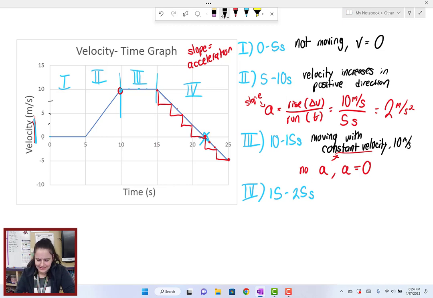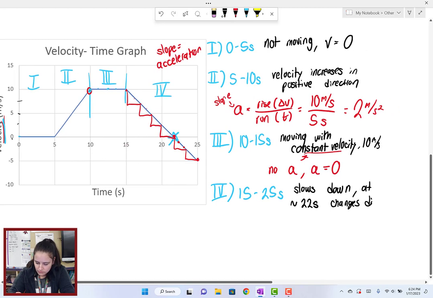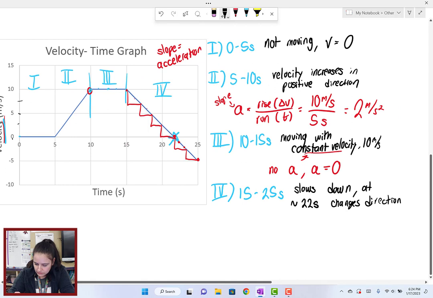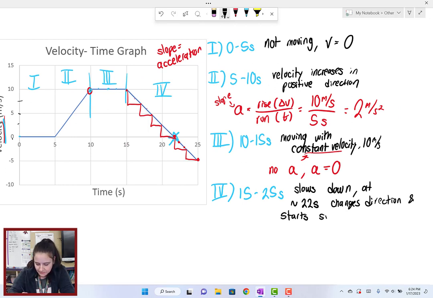Let's go ahead and summarize that. So it slows down, and then at approximately 22 seconds, is what it looks like to me, it changes direction and starts speeding up in the opposite direction.